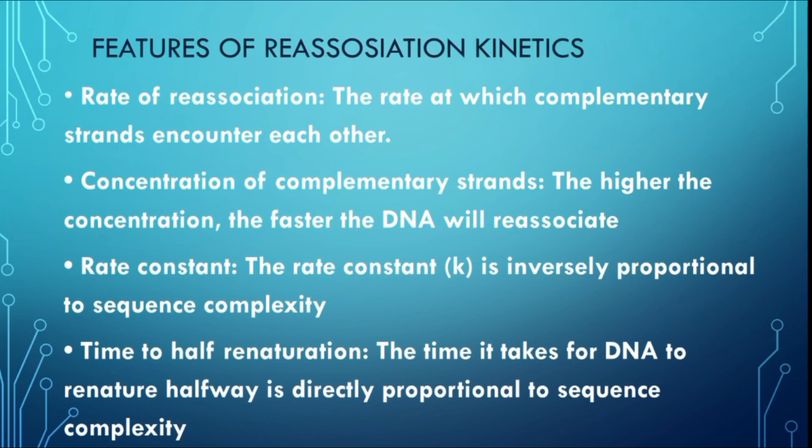Next one is rate constant. The rate constant is inversely proportional to sequence complexity. The fourth one, time to half renaturation. The time it takes for DNA to renature halfway is directly proportional to sequence complexity.